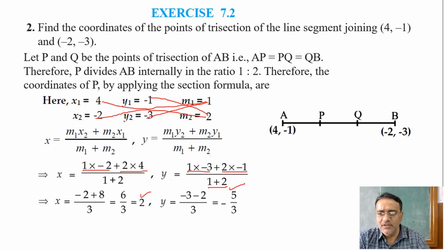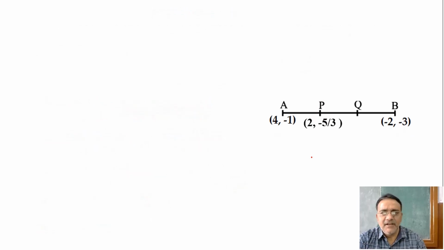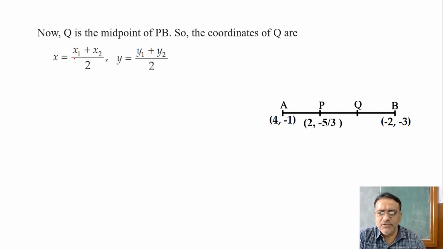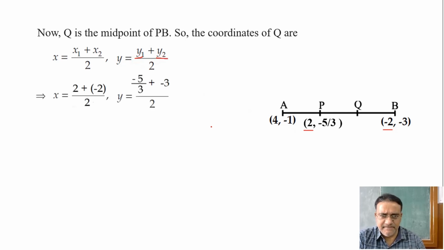I told you just now that if the coordinates of point P are in fraction or rational number, then the midpoint formula should not be used. Okay, let me use it and show you. So for P we got (2, -5/3). Now Q is the midpoint of PB, so the coordinates of Q are (x1 plus x2)/2, (y1 plus y2)/2. We substitute x1 as 2 and x2 as -2, y1 as -5/3 and y2 as -3. Now 2 plus -2 is 0, and 0 by 2 is also 0.